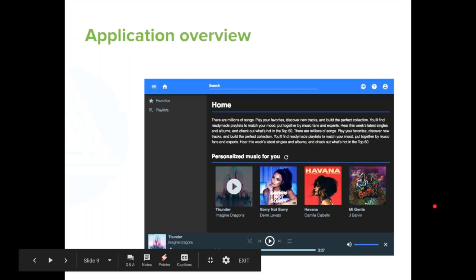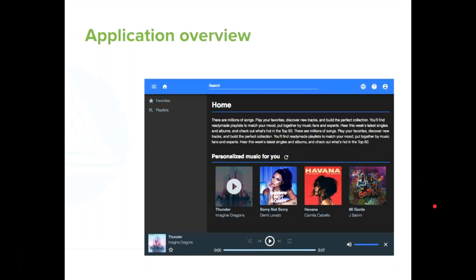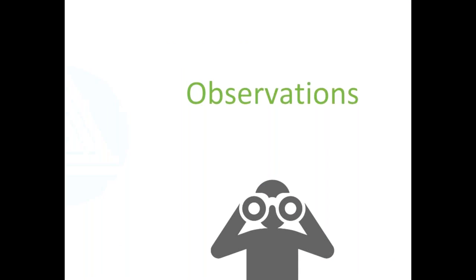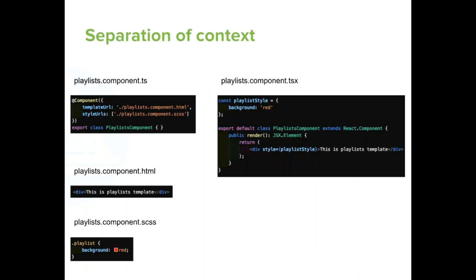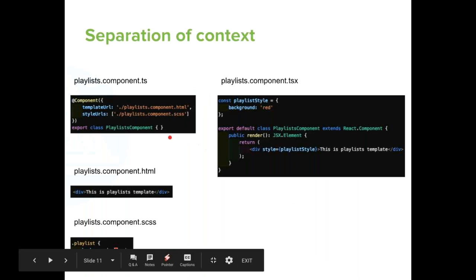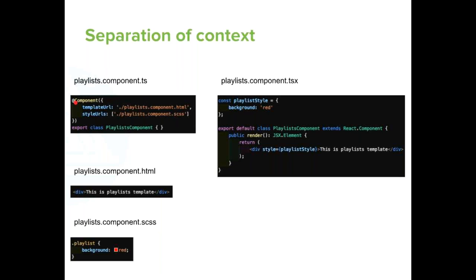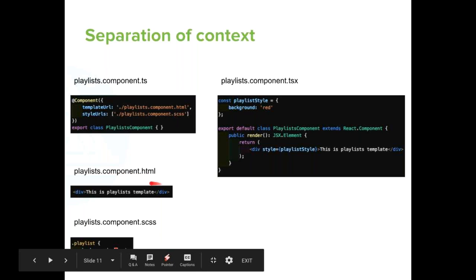So going back to the presentation, some observations that I had when I was writing the application. So first of all, the separation of context is done differently in different frameworks. On the left, you have how Angular does it. You have your TypeScript file, HTML, and your SCSS file. In the TypeScript one, you would define in your component decorator the template URL and the style URLs. You can see that they are the same as the files here. So that's how you divide your logic, template, and styles.